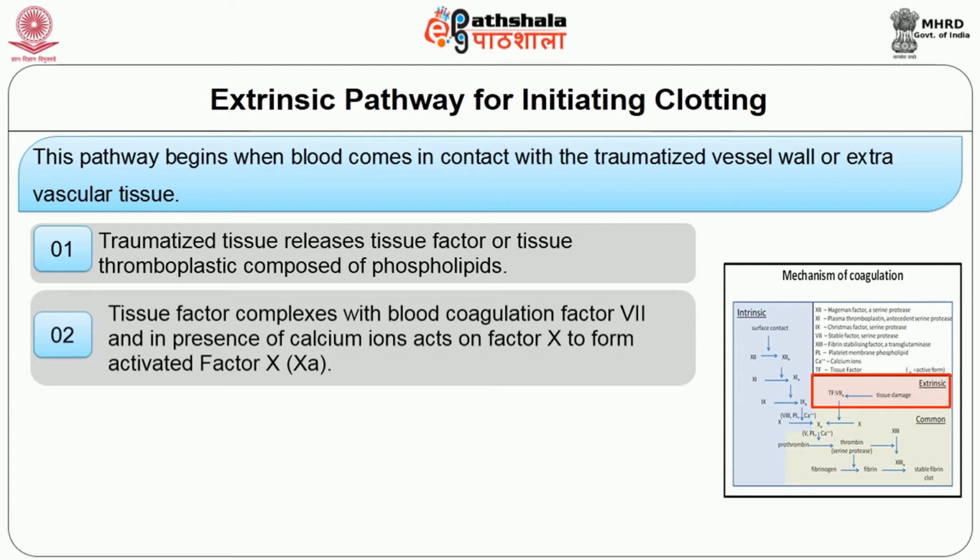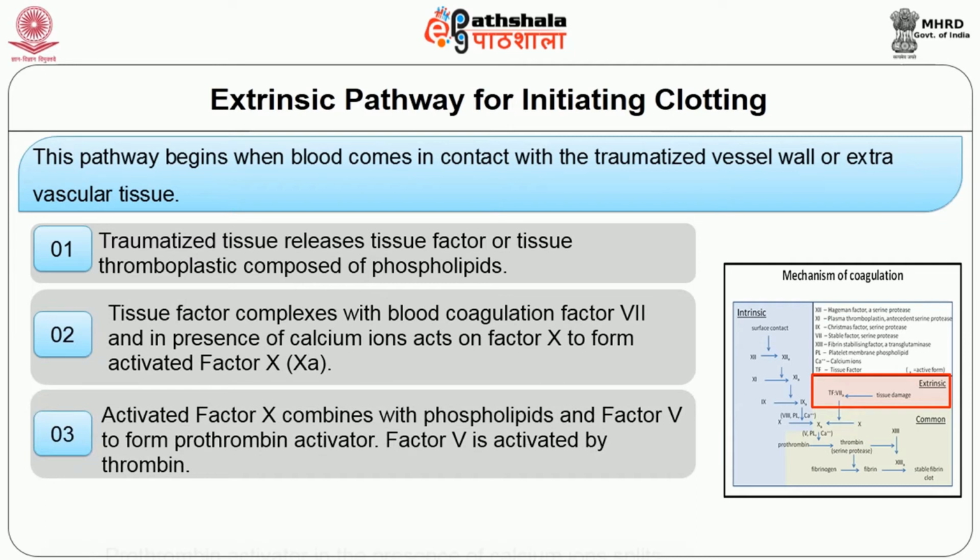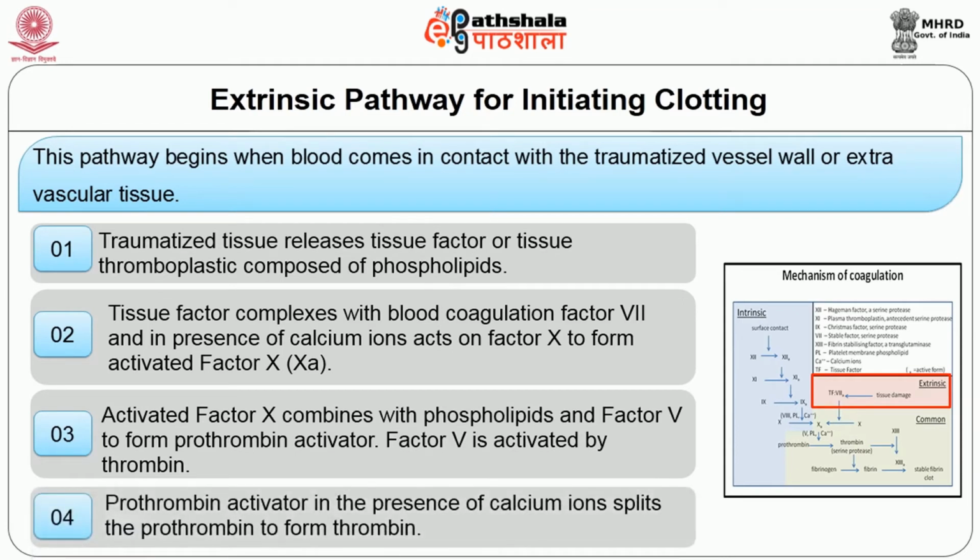Now, this activated factor 10 combines with the phospholipids and factor 5 to form prothrombin activator, but this factor 5 is in the inactive form, so it has to be activated. This is done by thrombin. The prothrombin activator, in the presence of calcium ions, will split prothrombin to form thrombin. So, that is how the prothrombin activator is formed in the extrinsic pathway of coagulation.